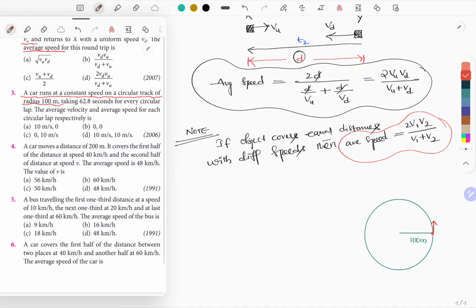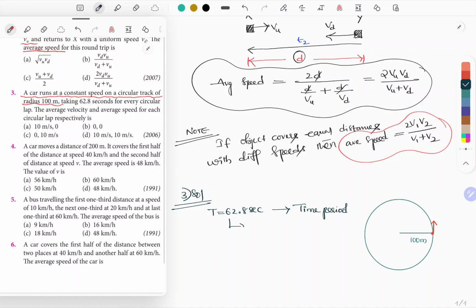Let me consider it is moving in anti-clockwise direction. They haven't given whether it is moving in clockwise or anti-clockwise. No problem. Taking 62.8 seconds for every circular lap. Super. For every one complete circle, how much time is it taking? T is equal to 62.8 seconds. This is also called the time period.